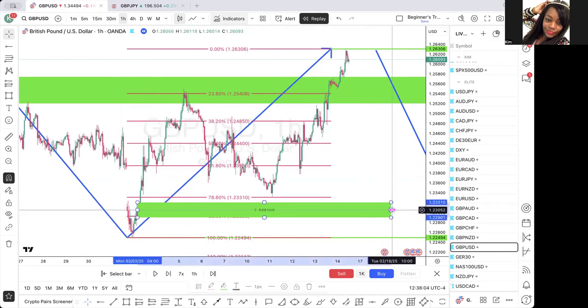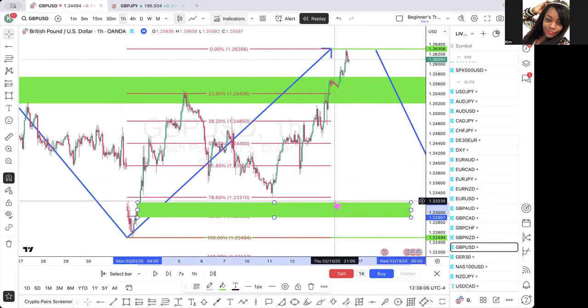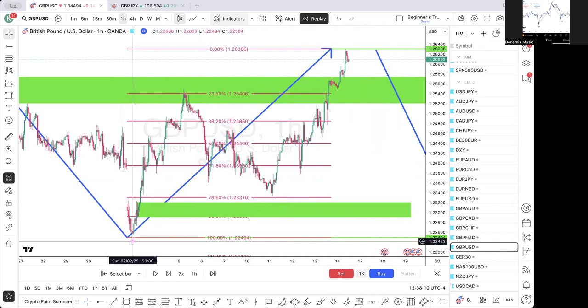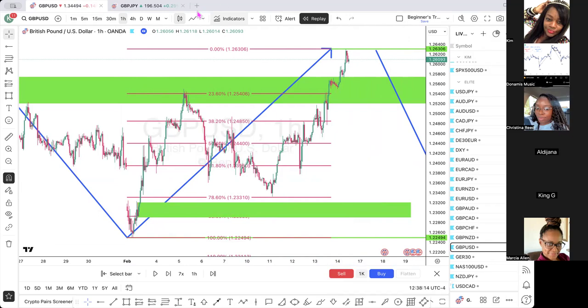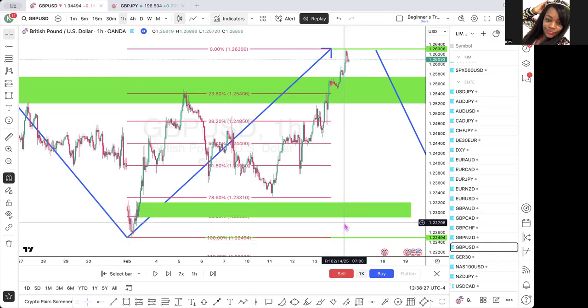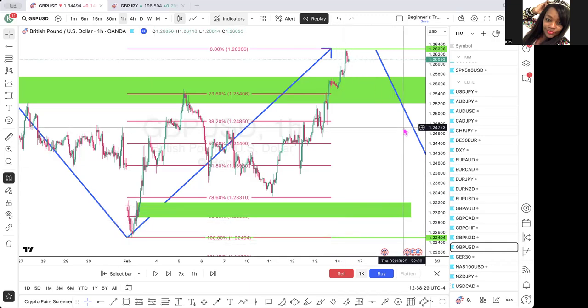Because this is the current demand zone that I see at the 78 and the 88. But because, hold on just a minute. But because price has these equal lows, it's possible that price can come and sweep that low and then start buying.